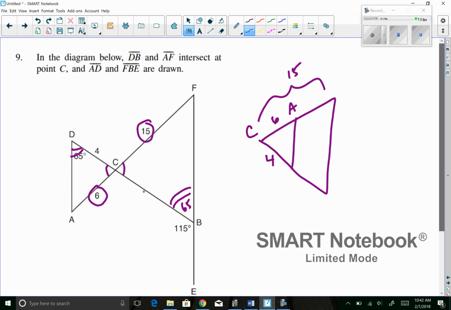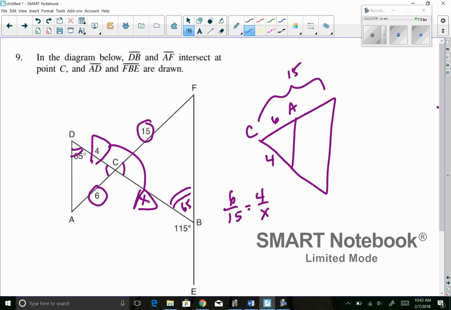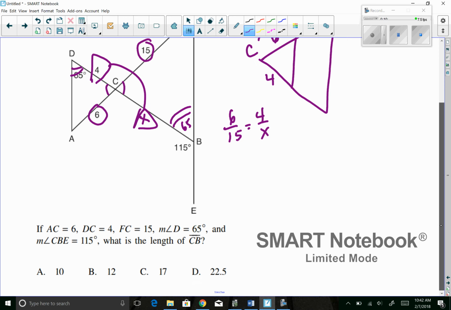So CB is here. So 6 compares to 15 the same way that 4 compares to x. So I can set up a proportion. So I can say 6 over 15 is the same thing as 4 over x. Do some cross multiplication. So I have 6x equals 60, or x equals 10.